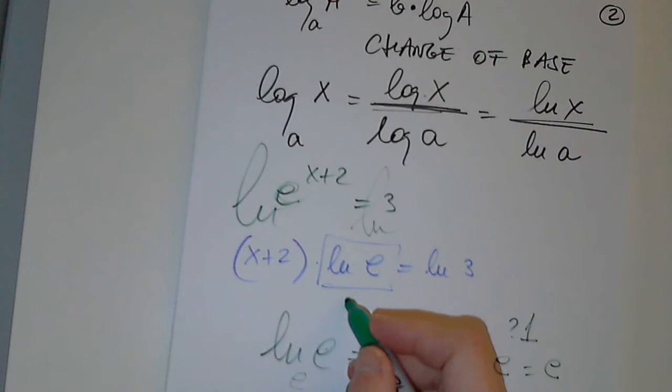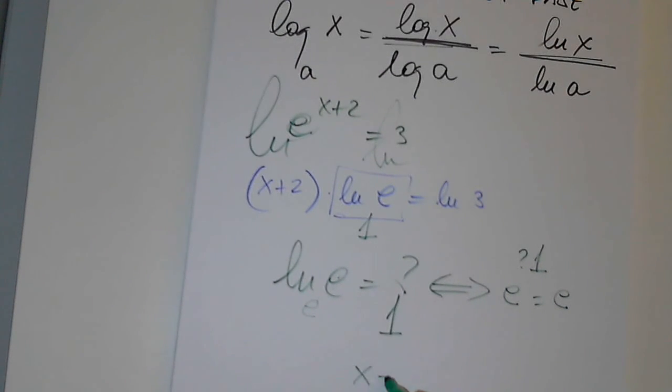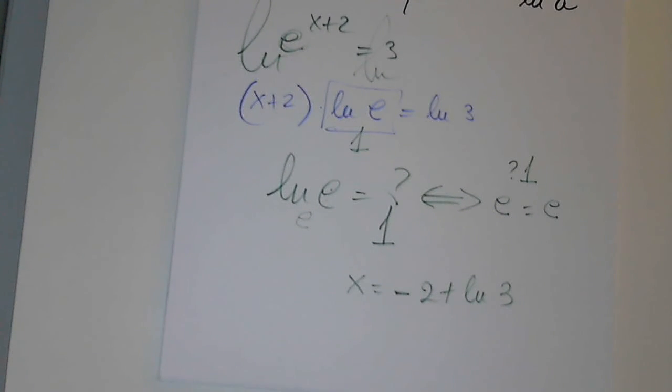So since this is 1, then we have x equals, I move 2 to the other side, negative 2 plus natural log 3. I prefer not writing anything after natural log if I can avoid it, and also after a square root if I can avoid it.